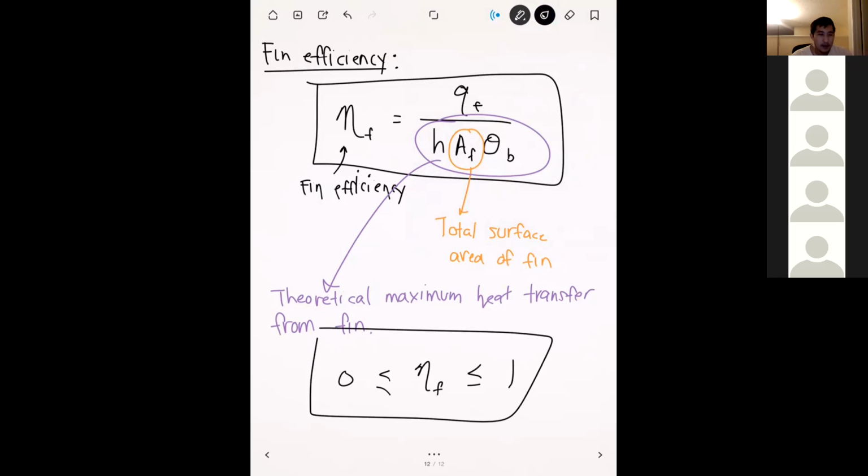Again, this depends on the industry that you're working with, on what's a good efficiency. But maybe a good rule of thumb would be around 0.5 to 0.7. I think those are pretty efficient fins, at least from my experience. Any questions on this before we move on to 2D conduction?